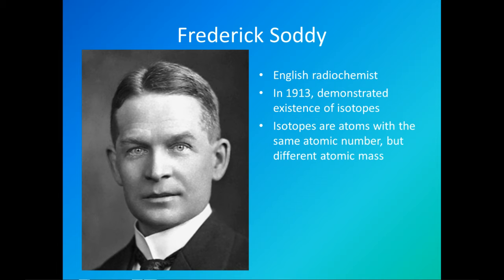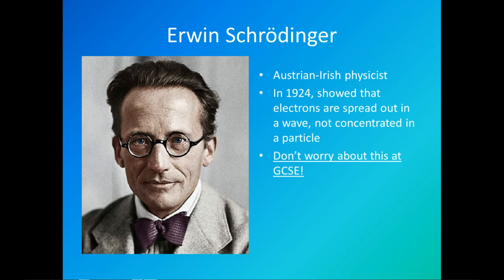Okay, Frederick Soddy is important in the history of the atom. He was an English radiochemist, and he demonstrated the existence of isotopes. Isotopes are atoms that have the same atomic number. That means that they've got the same number of protons in the centre, but they've got different atomic mass, they've got a different number of neutrons.